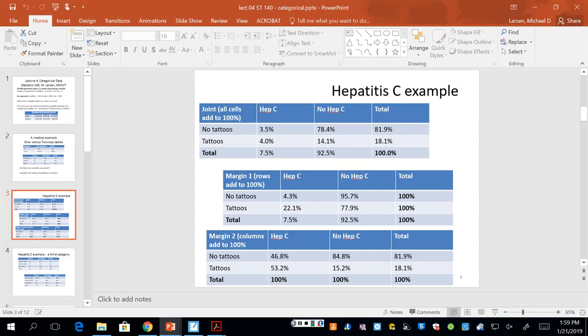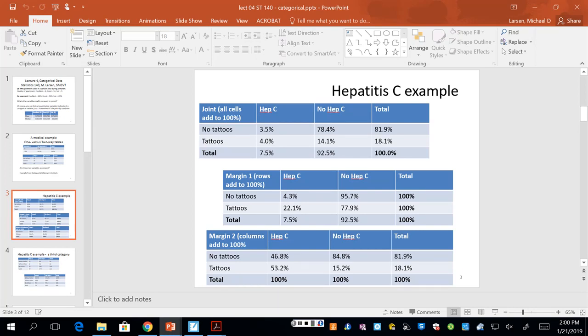Among those with hepatitis C, 53% had tattoos. But of those with no hepatitis, only 15%. So there's a big difference there. That's another way of looking at the association. And which way you look at it depends on exactly how you want to express it.